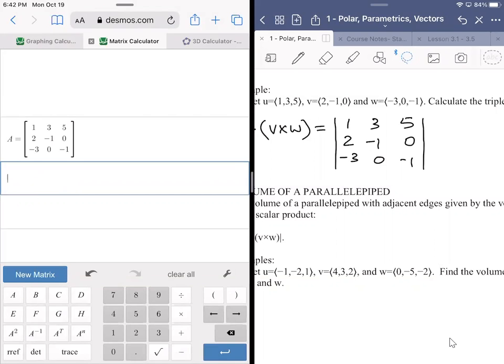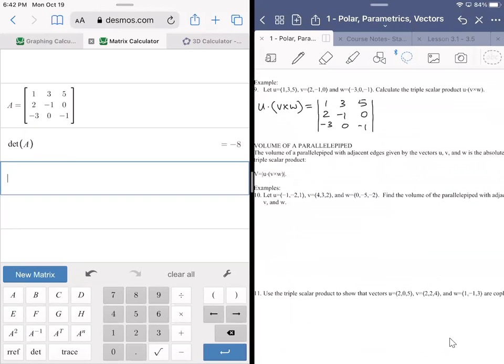I want the determinant of matrix A. Okay. Det, DET, right next to RREF. And which matrix? Matrix A. Oh, there's an A right there. Close parentheses. But you could see even before I closed the parentheses, it had already computed the answer for me. So we're looking at a -8. All right. So we got a triple scalar product of -8.